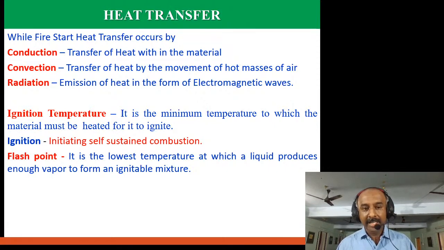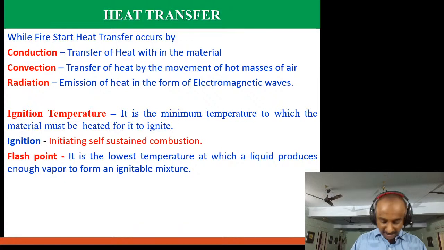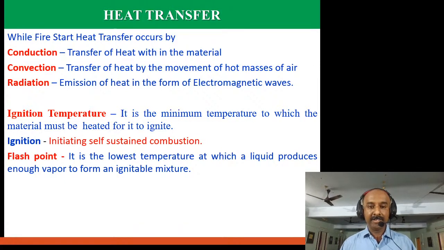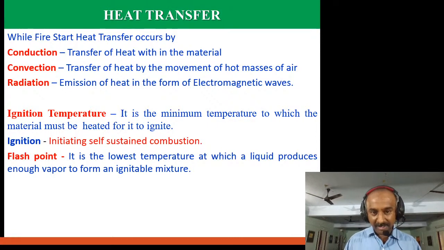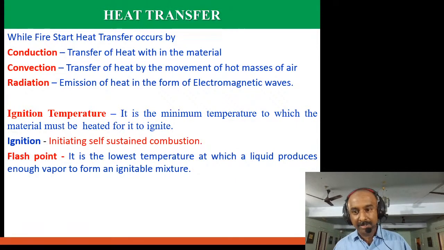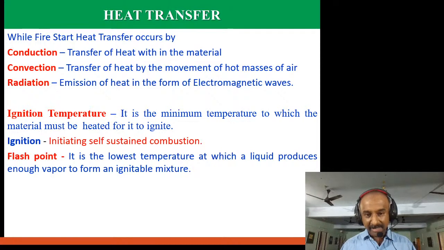Each and every material has its own ignition temperature. It varies from one material to another. When the material is heated up to its ignition temperature, it starts to ignite. This is the basic cause of solid fire. What does the definition say? It is the minimum temperature to which the material must be heated for it to ignite. So this is the basic concept behind solid fire.